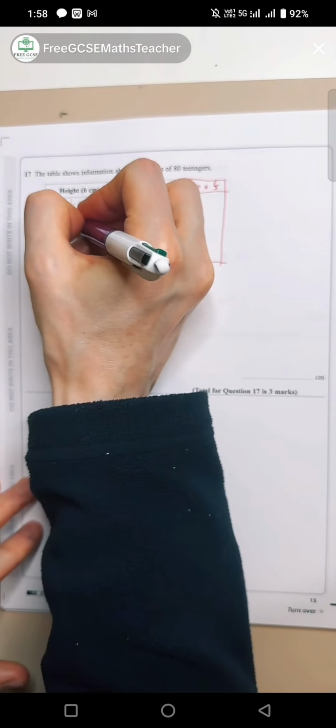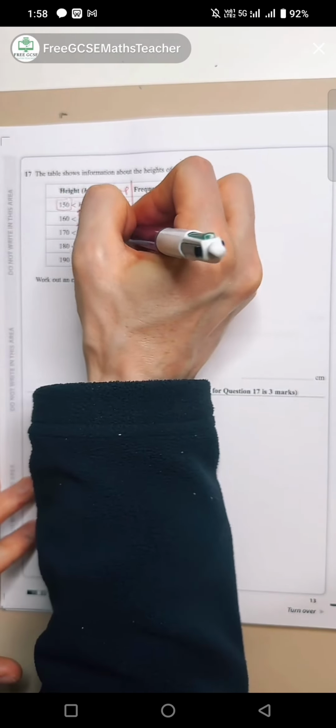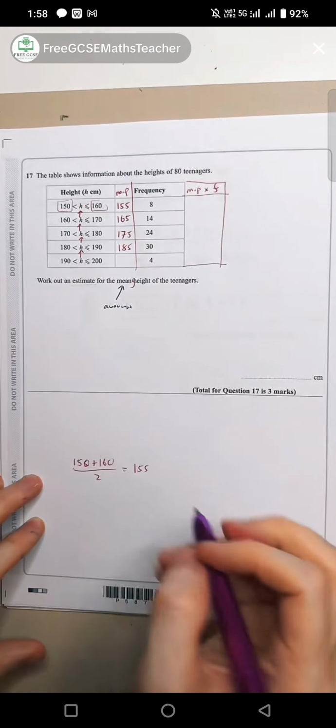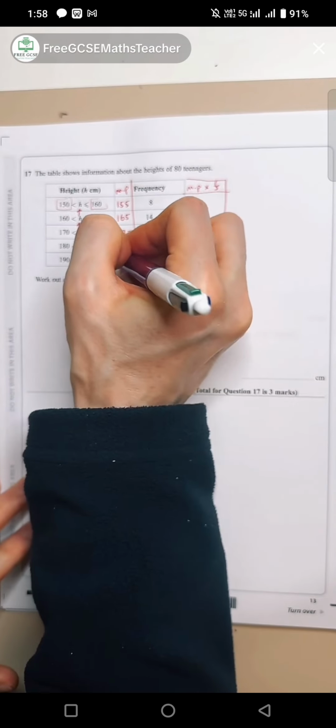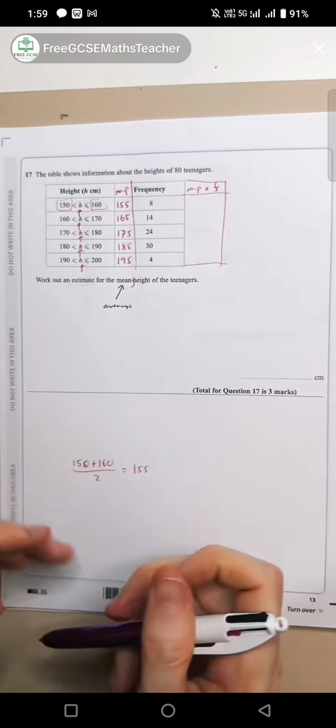The next one, what's the midpoint? What's the middle of 160 and 170? 165. What's the middle of 170 and 180? 175. What's the middle of 180 and 190? 185. And what's the middle of 190 and 200? In this case, 195. Now we do exactly what it says, midpoint times frequency.